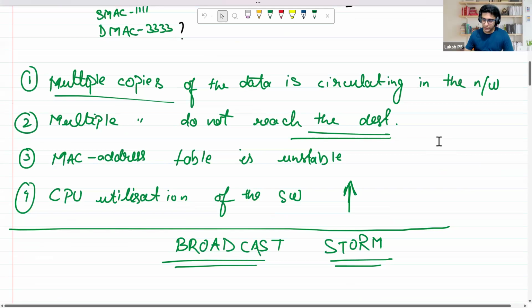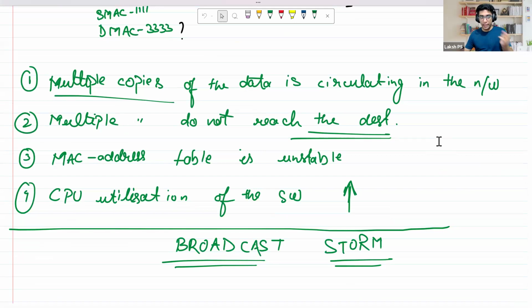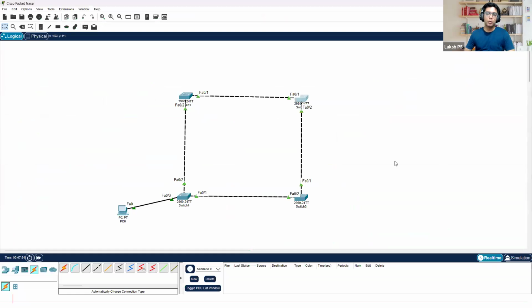Multiple copies, they do not reach the destination. And you can clearly see if those copies reached the destination, you would not see the loop. Then the MAC table is unstable, we just saw. And the CPU utilization of the switch increases. I cannot show you the CPU utilization, but just understand it is increasing. Collectively, this is called a broadcast storm. So this is how you will see a loop in the network.